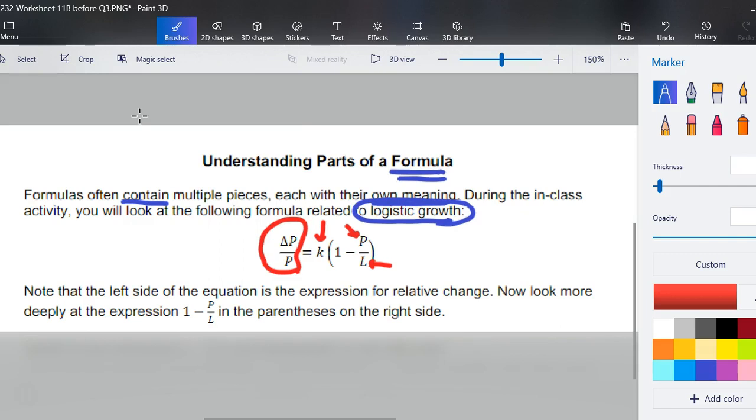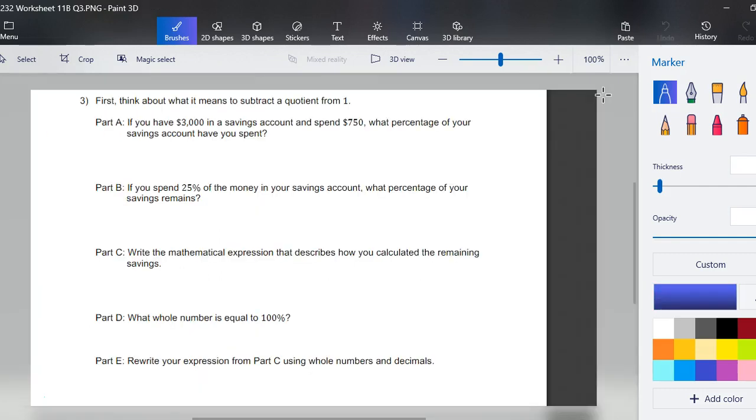So just note that the left side of the equation is the expression for relative change. We noted it. We saw that that is what we were just working with. And now let's look a bit more deeply at that part inside the parentheses, the 1 minus P over L. So just a reminder, we're going to be playing around with what are some things that we can relate to the parentheses part of the formula we just looked at. So let's talk about this. Part A, if you haven't already, hit pause and worked on this question by yourself, please hit pause and come back and join me later.